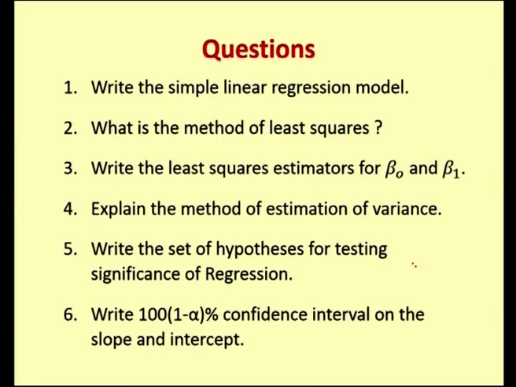The questions are: Write the simple linear regression model. What is the method of least squares? Write the least square estimators for beta 1 and beta naught. Explain the method of estimation of variance. Write the set of hypotheses for testing significance of regression, and write 100 into 1 minus alpha percent confidence interval on the slope and intercept.